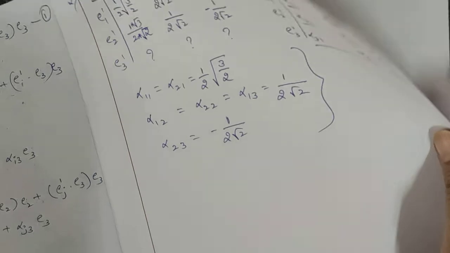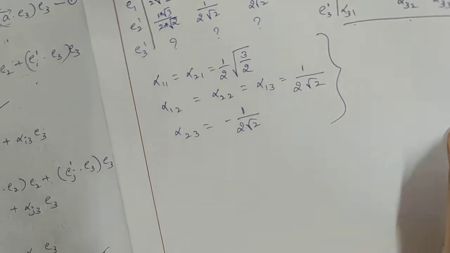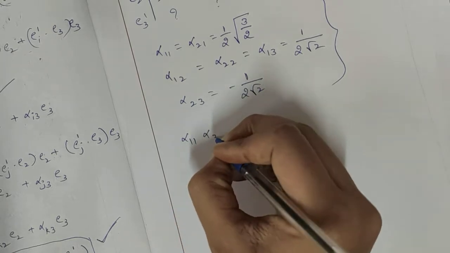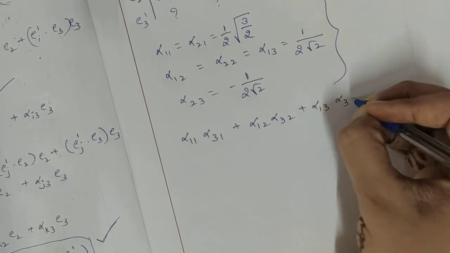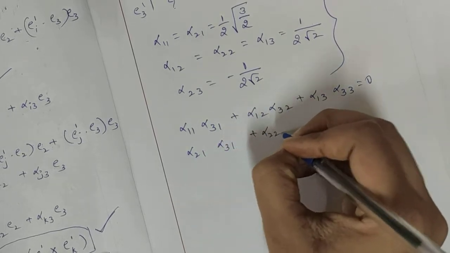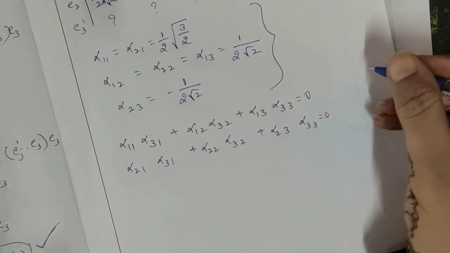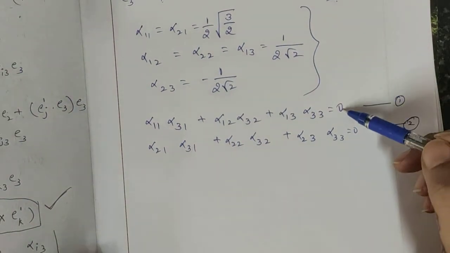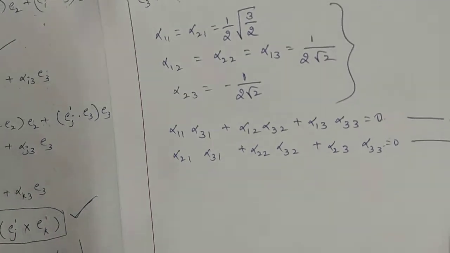So in the previous session we have seen a theorem that the transformation matrix is an orthogonal matrix. There we got an equation: alpha 1 1 alpha 3 1 plus alpha 1 2 alpha 3 2 plus alpha 1 3 alpha 3 3 is equal to 0, and alpha 2 1 alpha 3 1 plus alpha 2 2 alpha 3 2 plus alpha 2 3 alpha 3 3 is equal to 0. So I will call this equation number 1 and this equation number 2. Now using these two equations, let's find the values.